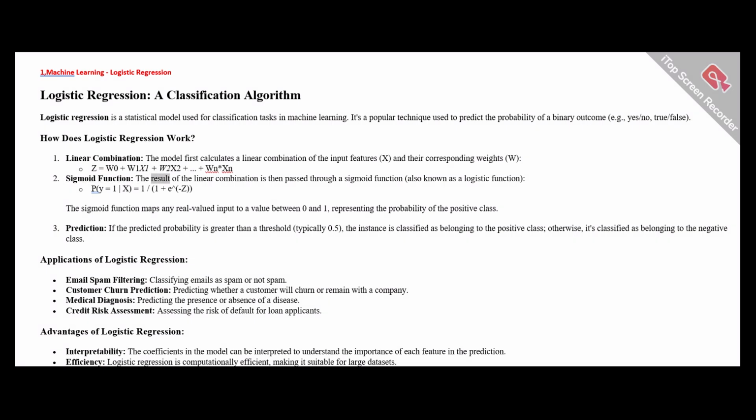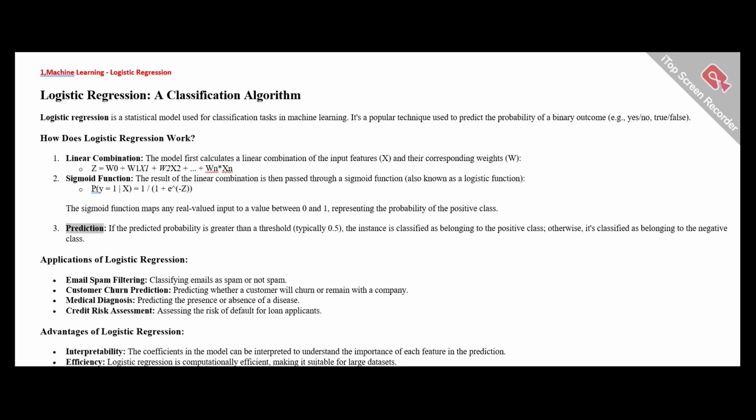Sigmoid function. The result of the linear combination is then passed through a sigmoid function, also known as a logistic function. P(y equals 1 given x) equals 1 over 1 plus e to the power of negative z. The sigmoid function maps any real-valued input to a value between 0 and 1, representing the probability of the positive class.